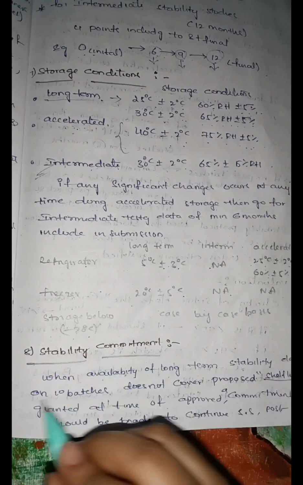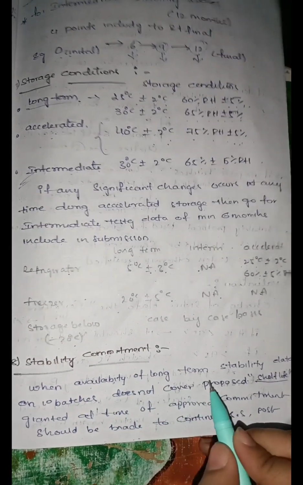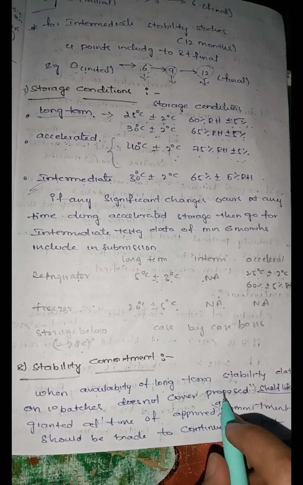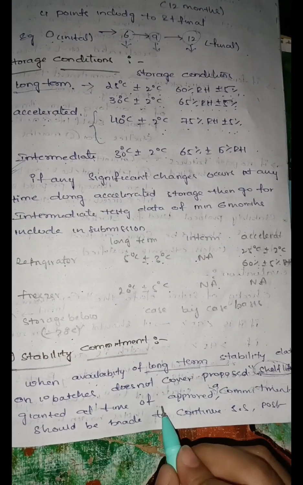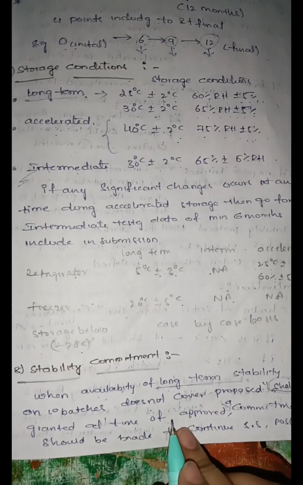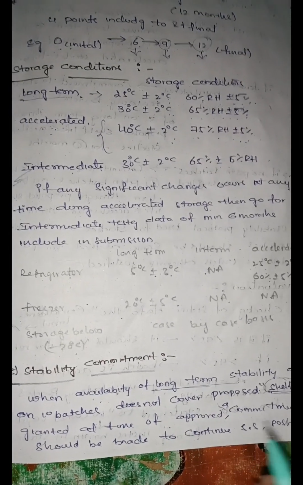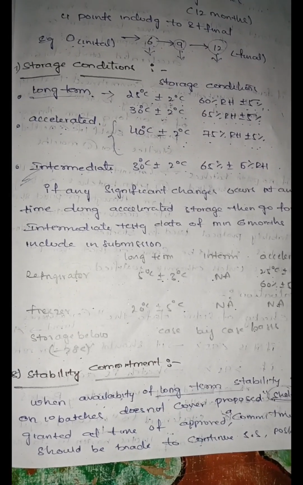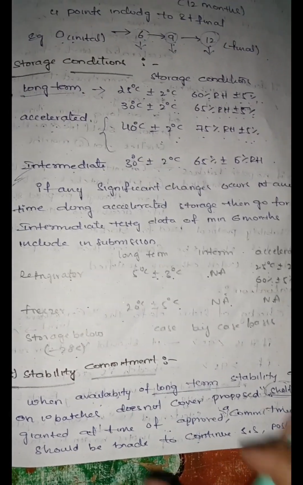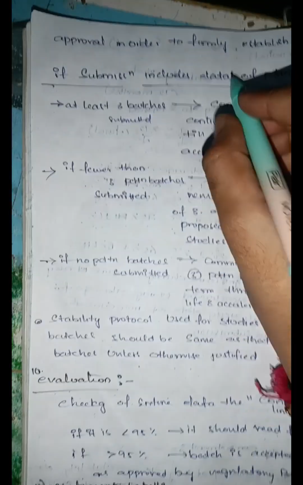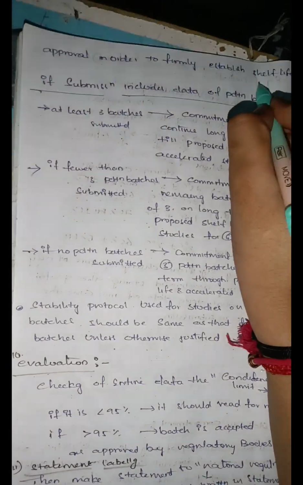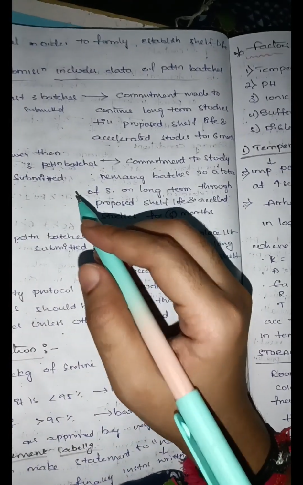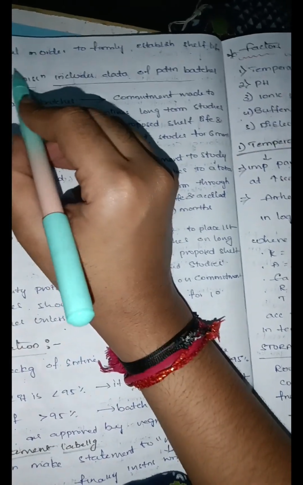And stability commitment. Stability commitment is needed when long term stability data on primary batches does not cover the proposed shelf life. In that case, they should make a commitment to continue their stability studies post approval in order to finally establish the shelf life.